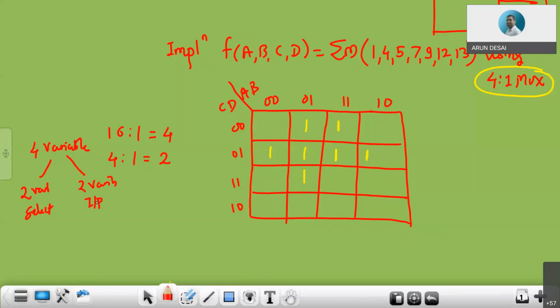Now, if I consider CD as select line, right? If I consider CD as select line, then that means you cannot use CD. So you need to identify expressions for this, right? For this is A complement B. Now here you can have group.